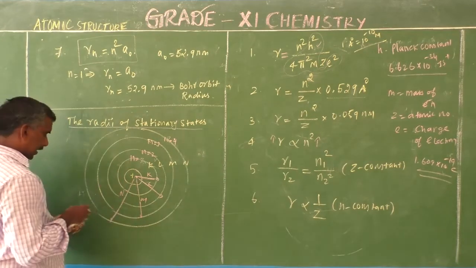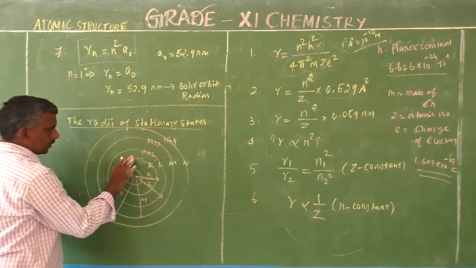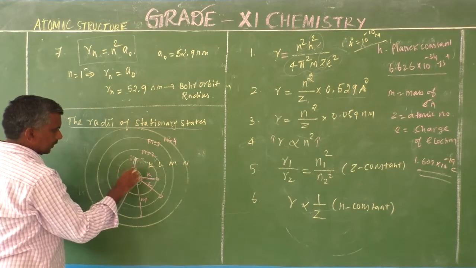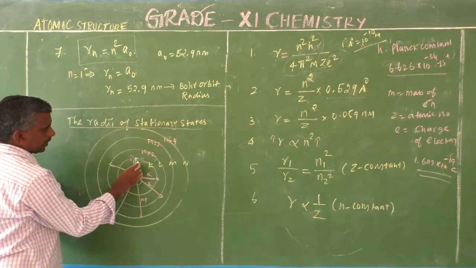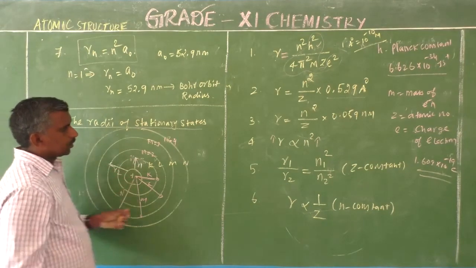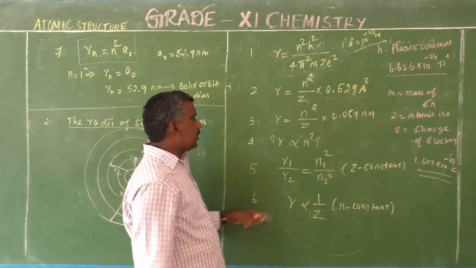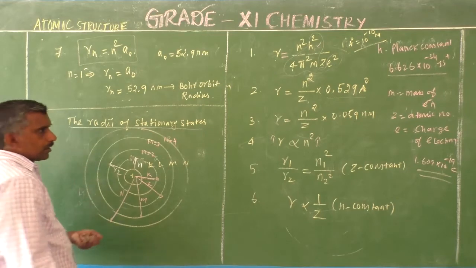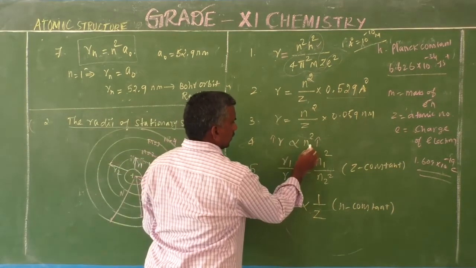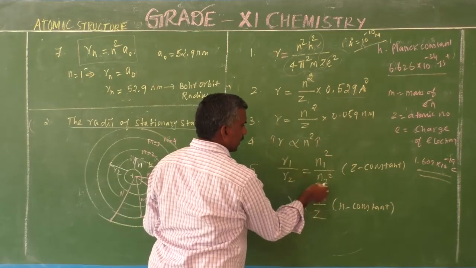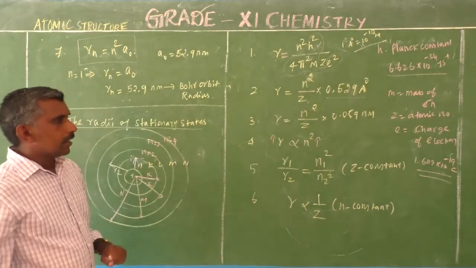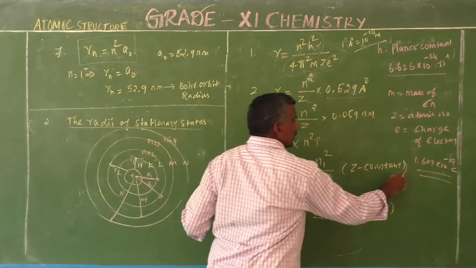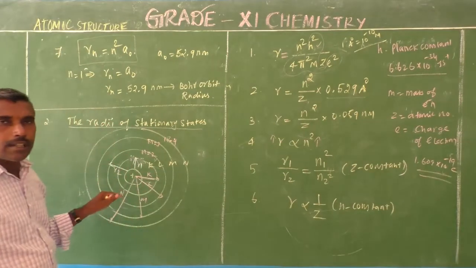Suppose you consider the K cell and the L cell. This is the K cell and L cell, with radii R1 and R2. R1 by R2: the orbit radius is proportional to n squared, so R1 is proportional to N1 squared and R2 to N2 squared. Here Z, the atomic number, is constant.